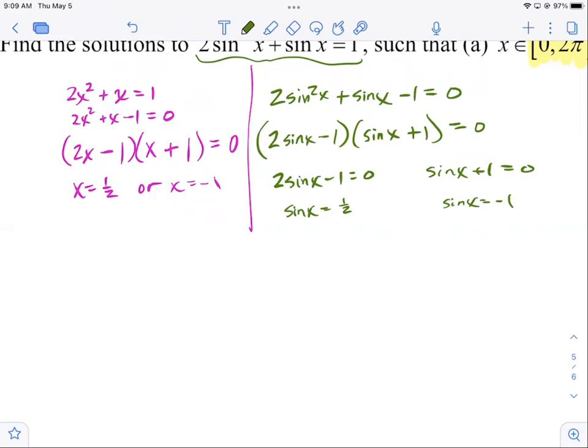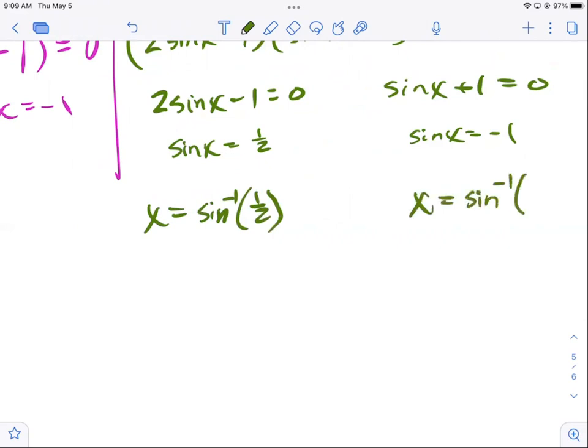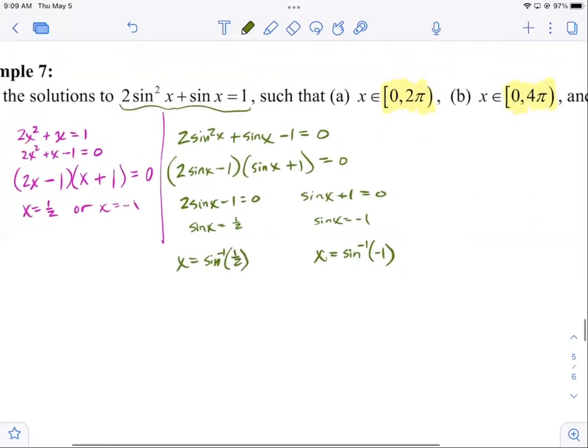Yeah. So we got to take the inverse operation of both sides. So x is going to equal the inverse sine of a half, the operation, not the function, and x is going to equal the inverse sine or the arc sine of -1, the operation, not the function. Okay, we're solving an equation and we want all the solutions on part A between 0 and 2 pi, all of them. Okay, not just one.